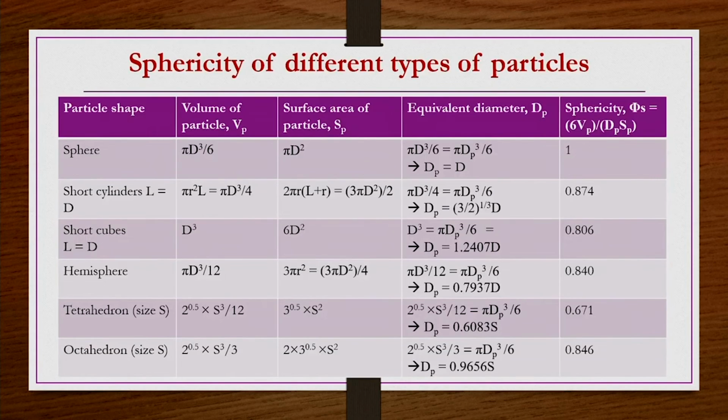So, some materials that we have done: spheres, short cylinders, short cubes, hemisphere. For a tetrahedron also, the volume of the particle is given, the surface area of the particle is given, and dp you can calculate as 0.6083 s. So, sphericity is going to be 0.671. Similarly, for an octahedron of size s, Vp and Sp are given, one can calculate dp, and one can calculate the sphericity as 0.846. Likewise, you can do for any other kind of material also.